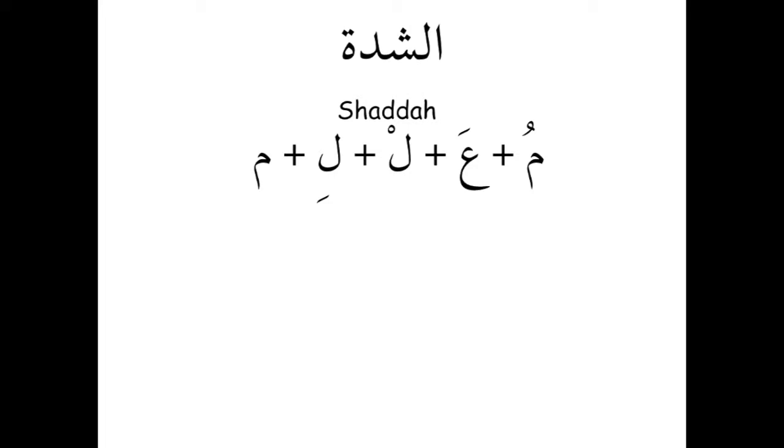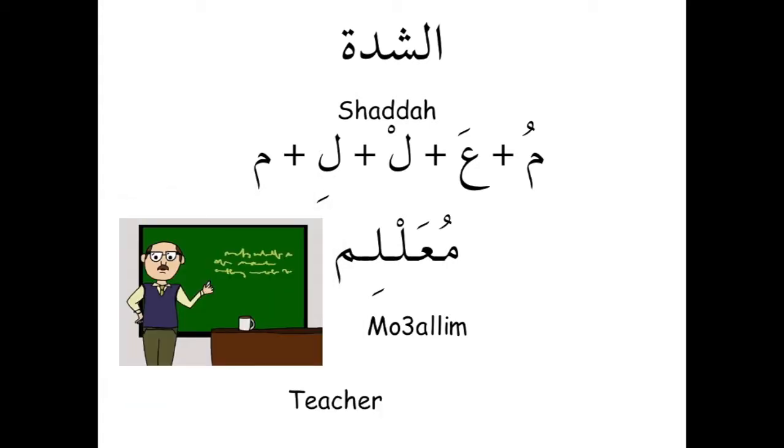Okay, let's connect them. A mim with a dhamma is mu, then an ayn with a fatha, lam with a sukoon, a lam with a kasra, and then a mim. Let's pronounce it. Mim with a dhamma is mu, ayn with a fatha is a, lam with a sukoon is l, and then a lam with a kasra is li, and then a mim, m. That would make muallim, muallim, which means teacher.